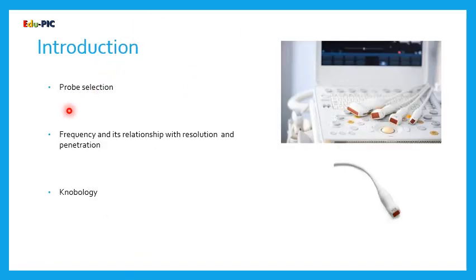So first, know your machine and choose the appropriate probe. As we see, there are different shapes of ultrasound probe. This is the shape of the cardiac probe. And even this cardiac probe has different frequencies and different shapes as well.